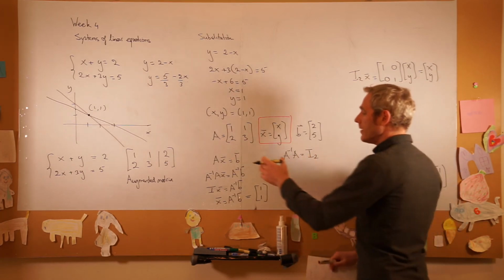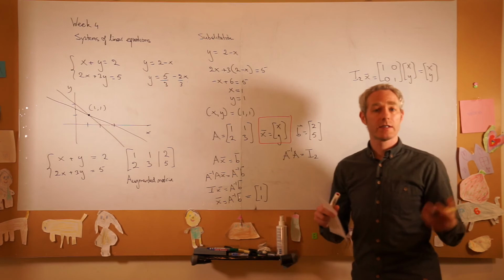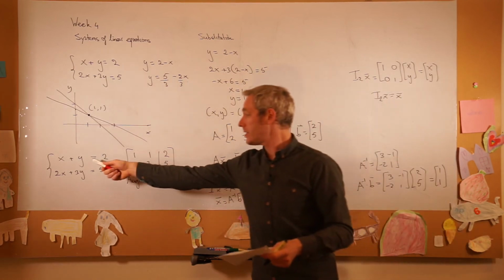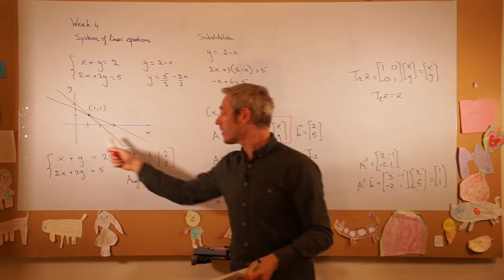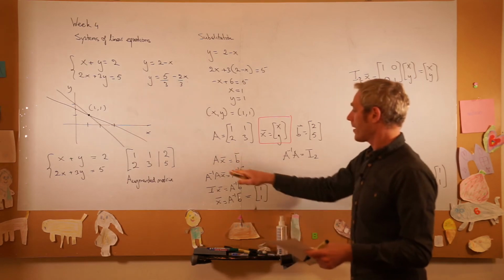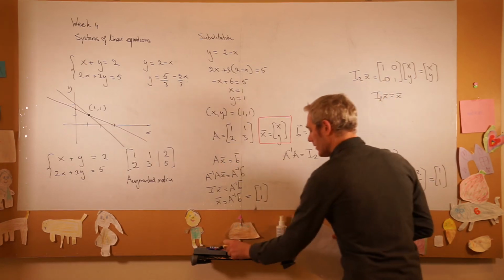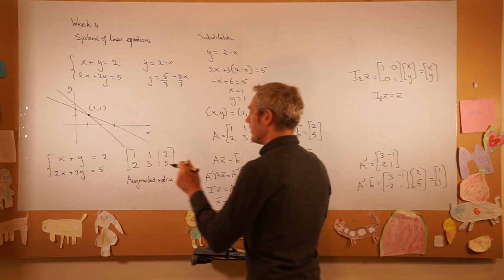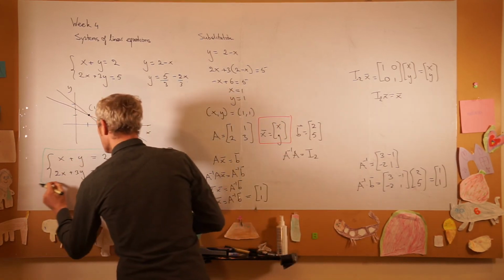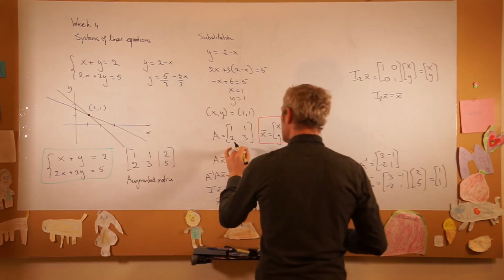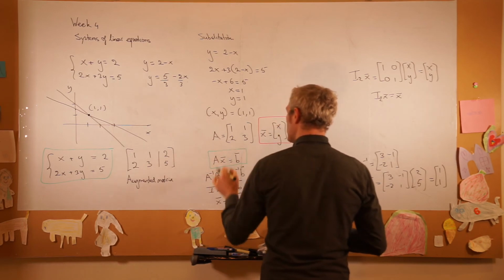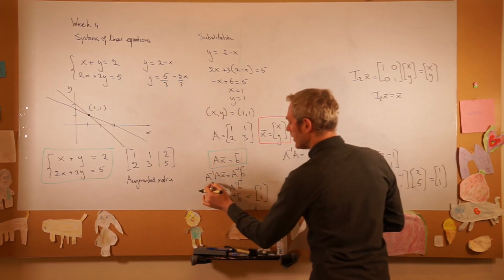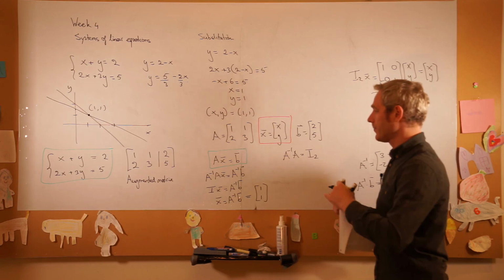So we can use the inverse of a matrix to solve a system of linear equations by rewriting this set of equations as a, and I'll use a different color, matrix multiplication, which we can solve by using the inverse of the matrix.